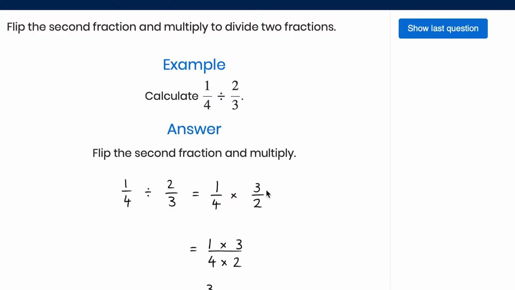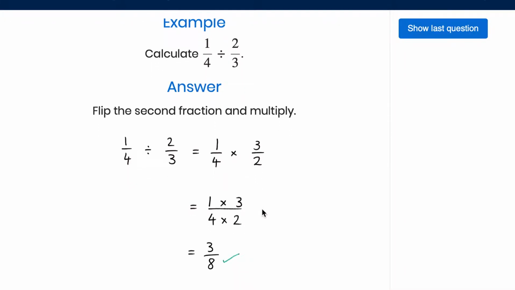Okay, now to multiply two fractions, we simply multiply the numerators together and multiply the denominators together. So 1/4 times 3/2 becomes 1 times 3 over 4 times 2, which is simply 3/8 because 1 times 3 is 3 and 4 times 2 is 8. And that's it. The answer is 3/8.